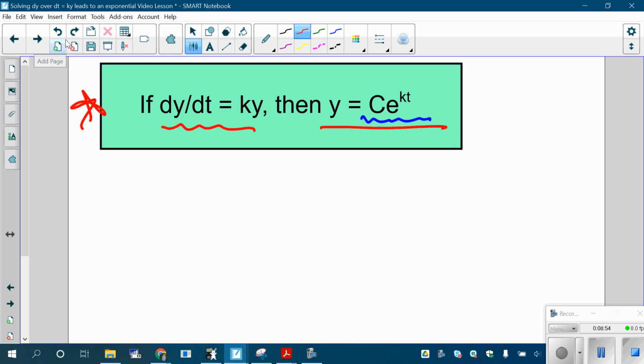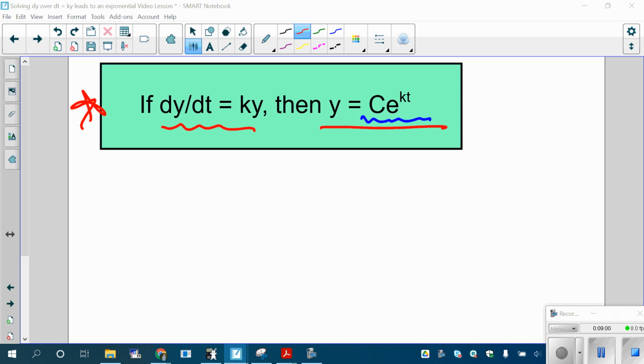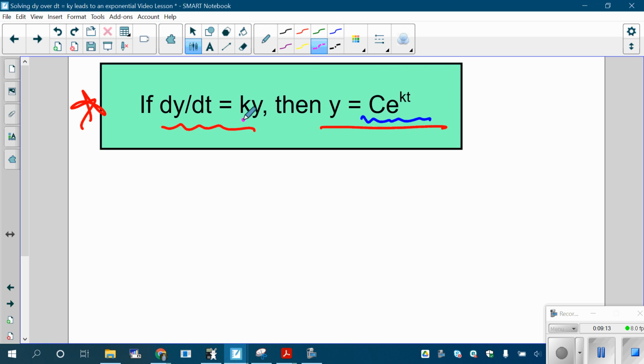Summary is this. If you have a differential equation, this is the really important thing. Please write this down, most important thing. If you have a differential equation that looks like this, where k is a constant, dy/dx or dy/dt equals k times y, then the solution automatically looks like this. The k is the same k. I'll repeat that. The k is the same k.